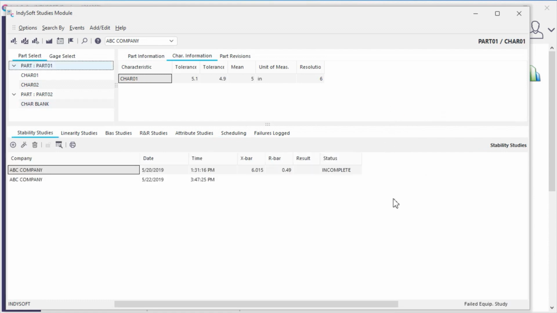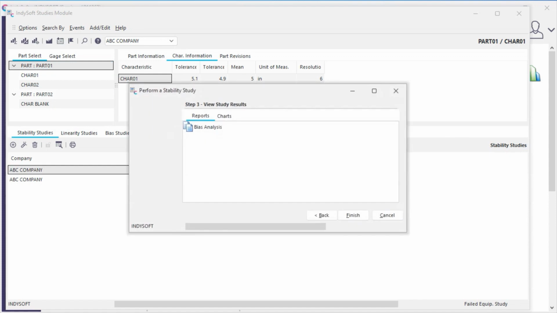So what does the execution of a study involve? Obviously it involves having a manufactured part. It also involves your employees and a gauge or gauge system that is used in measuring the production process. We have several types of studies. The first one is a stability study, which measures how consistently a gauge performs over time.